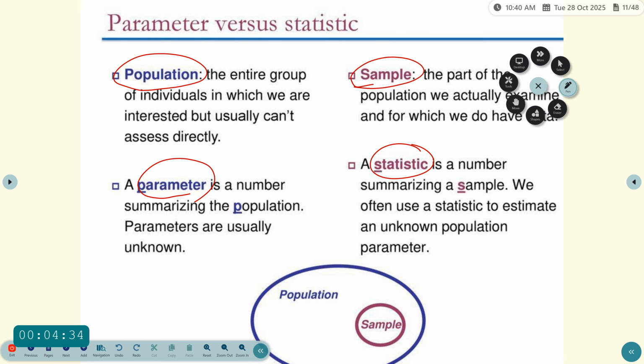Okay. Now, what are parameter and statistic? Parameter is a number which summarizes the characters of a population. On the other hand, a statistic is a number which represents the characters of a sample. So, parameter is used for population, and statistic is used for sample.